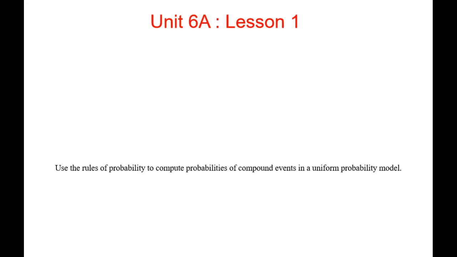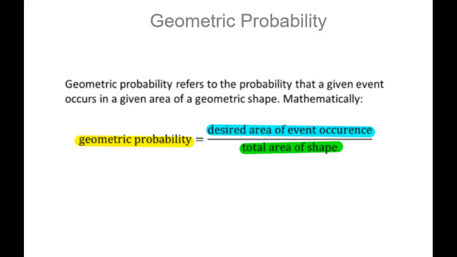In these next two units, we're going to work with statistics and probabilities. In Unit 6A, Lesson 1, we're going to focus on geometric probabilities. Geometric probability simply refers to the probability that a certain event is going to occur over the course of a given area of some geometric shape. So our basic equation is going to be the geometric probability is equal to the desired area of that certain event occurring divided by the total area of the given shape.